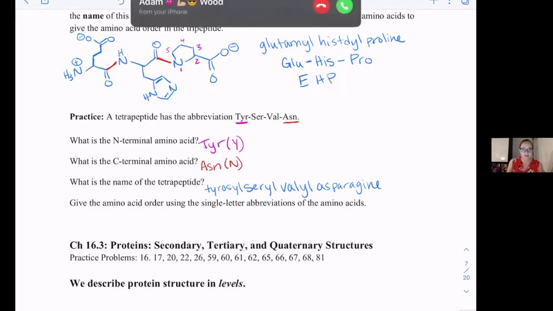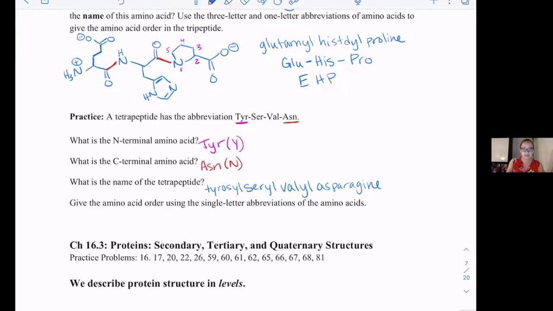And then give the single letter abbreviations of the amino acids. So again, you're just going to look at your peptide chain and look at your reference chart to see what those abbreviations are. So tyrosine would be a Y, serine is an S, valine is a V, and asparagine is N. So YSVN is the overall abbreviation for this amino acid chain.